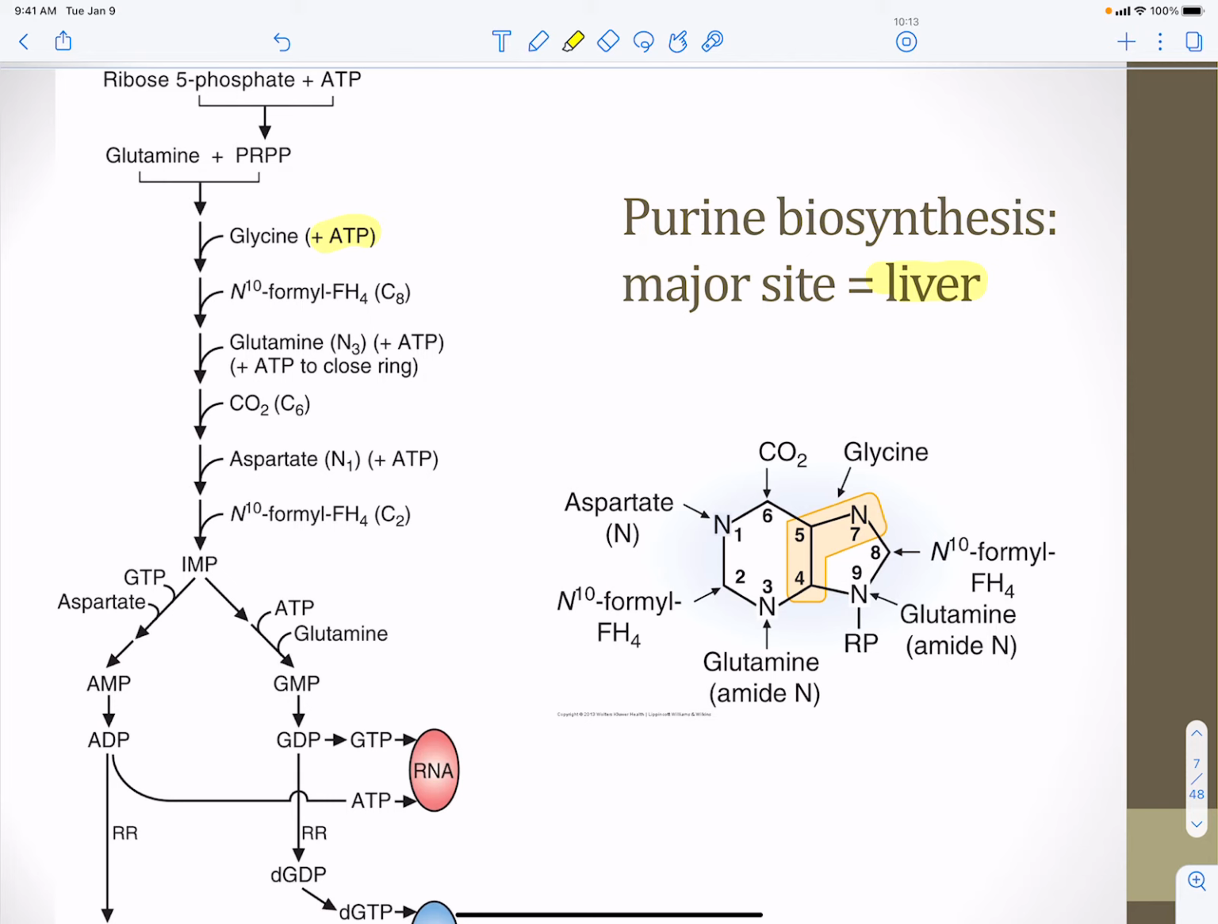And so you can see I have here the purine, the two rings that will be formed. And so you have your glutamine, you have your ribose 5-phosphate that is going to first get activated with ATP. And then your ribose 5-phosphate is going to become 5-phosphoribosyl 1-pyrophosphate.